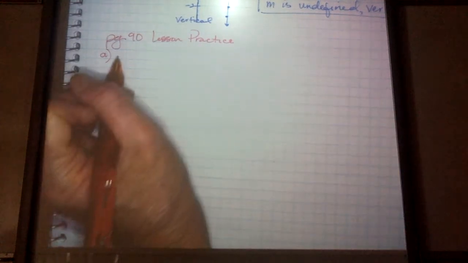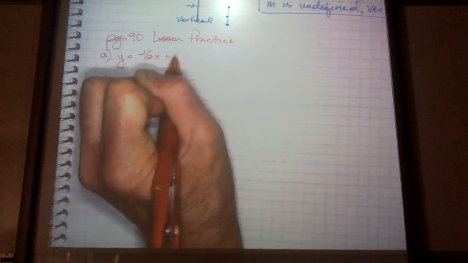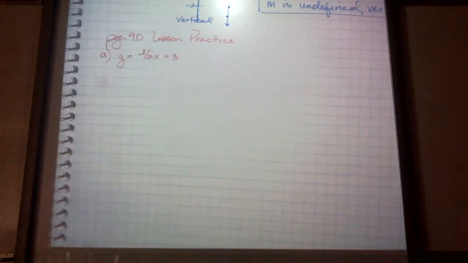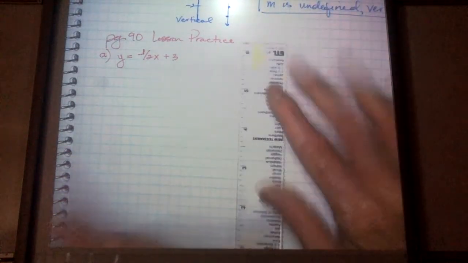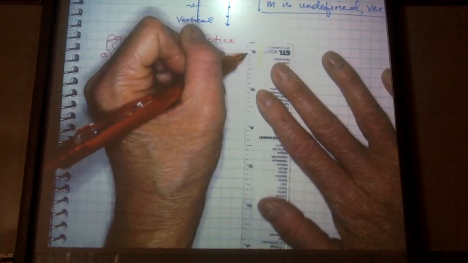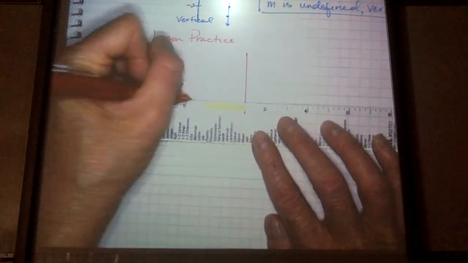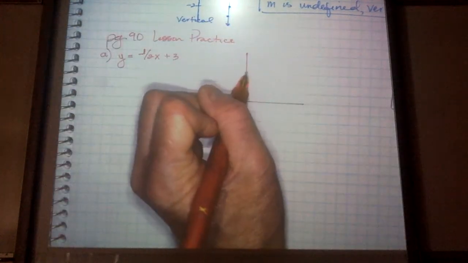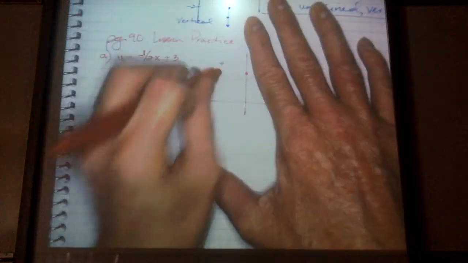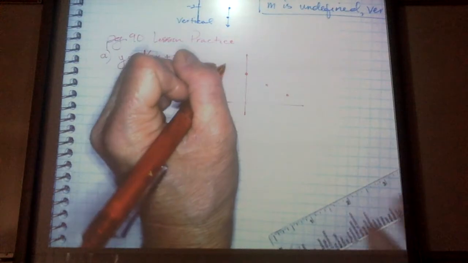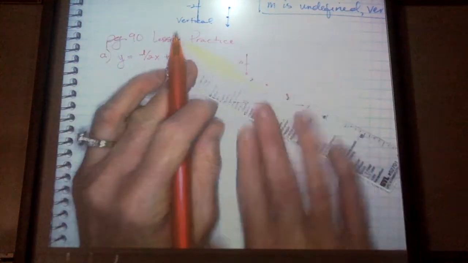Part A is y equals negative 1/2 x plus 3. Pretty sure we already did that problem. It says to solve it by building a table, but remember I don't need to build a table. It's much easier if I just graph it. But this is accidentally one of the ones I did with you. So here's 3, down 1 over 2, up 1. This is 2. This is 4. There's my line.